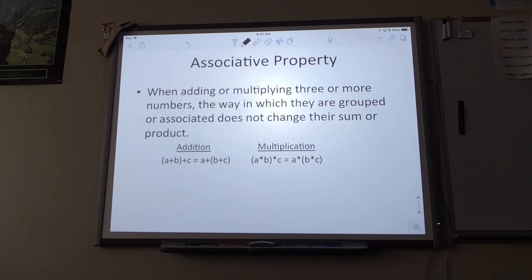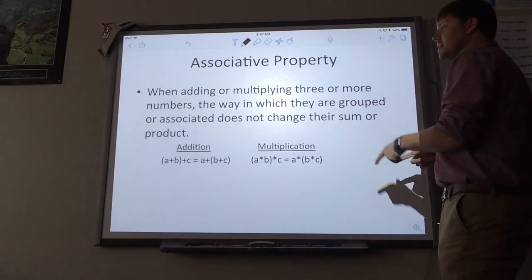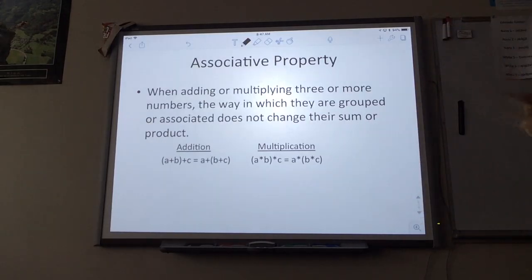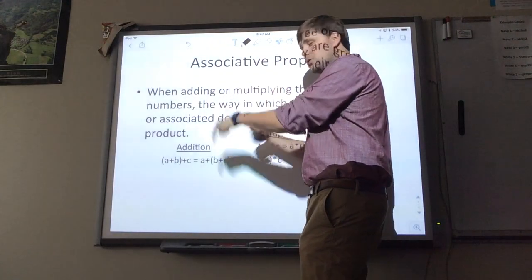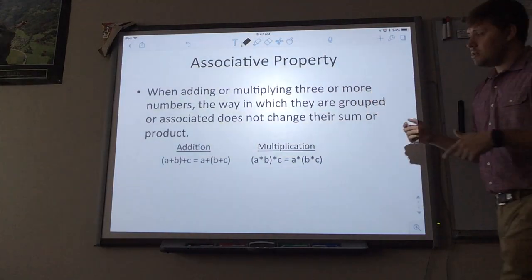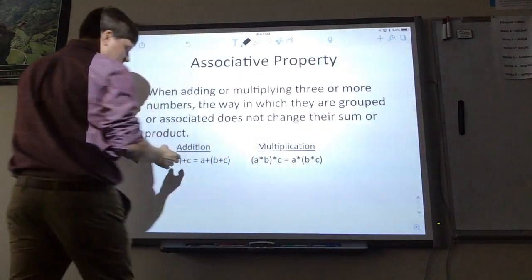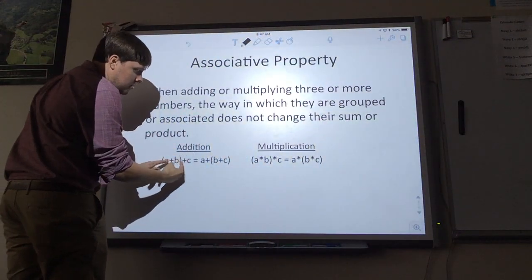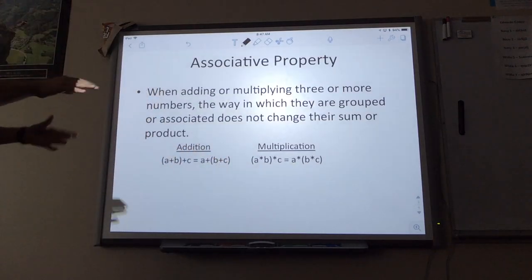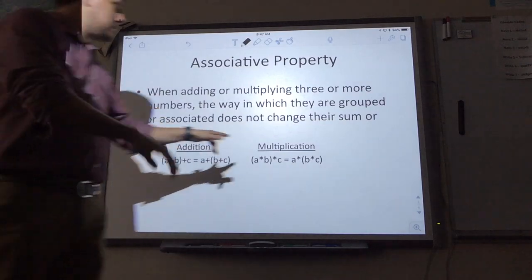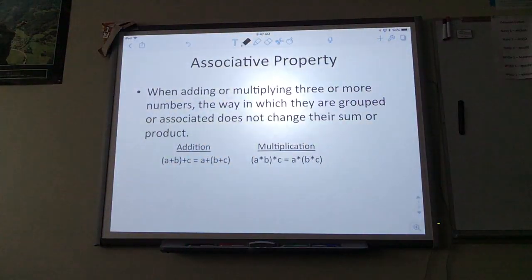So what this means is if you're adding or multiplying, again, adding or multiplying, it doesn't matter how you group them. It doesn't matter who is associated with who. In the end, you're just going to combine everything. So it doesn't matter if I group or connect A and B, or if I group or connect B and C. That doesn't matter, because in the end, you're going to just add everything together. Same thing with multiplication. So all the associative property means is move the parentheses.